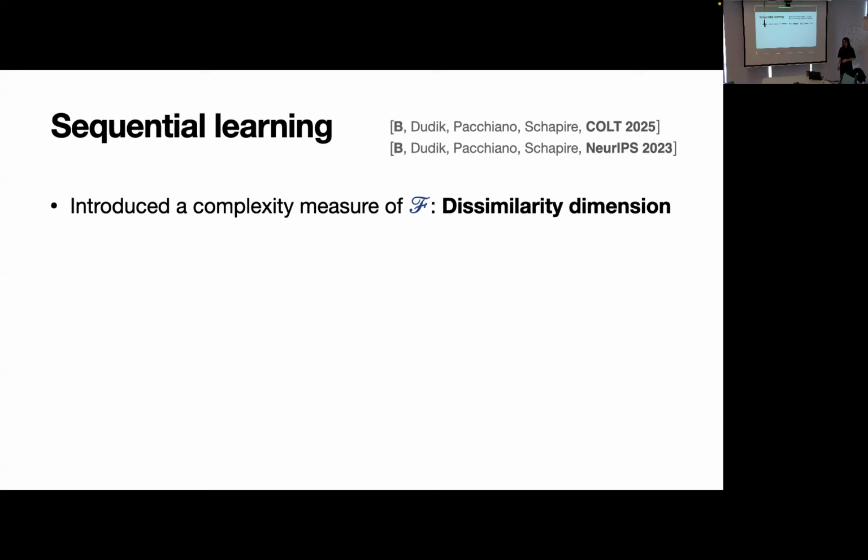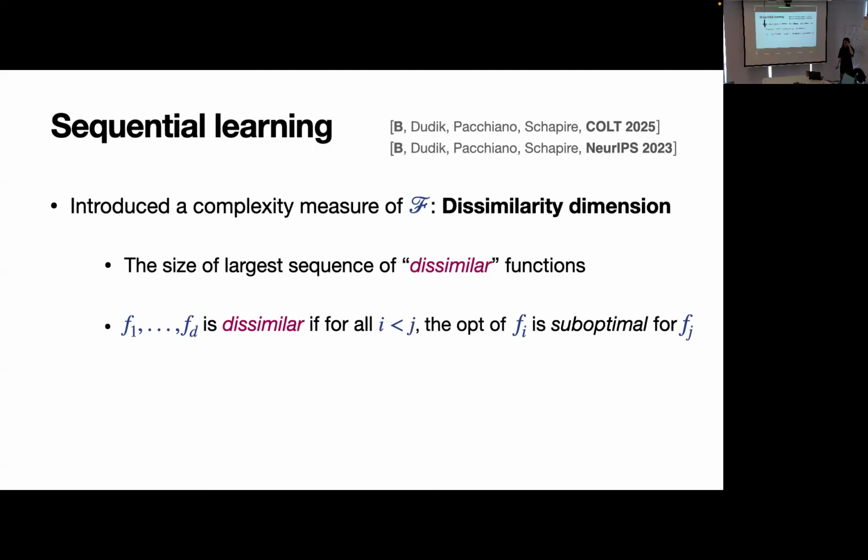What we show in this work, we introduce a complexity measure for F that we call the dissimilarity dimension. This is a combinatorial dimension in the spirit of the VC dimension and the other ones that I mentioned. I'm not going to define it. I just want to give the intuition of what it does. It's the size of the largest sequence of functions that are dissimilar in some sense. A bit more formally, we say that a sequence of functions f1, f2, up to fd is dissimilar if for i smaller than j, the optimum of fi is suboptimal for fj.